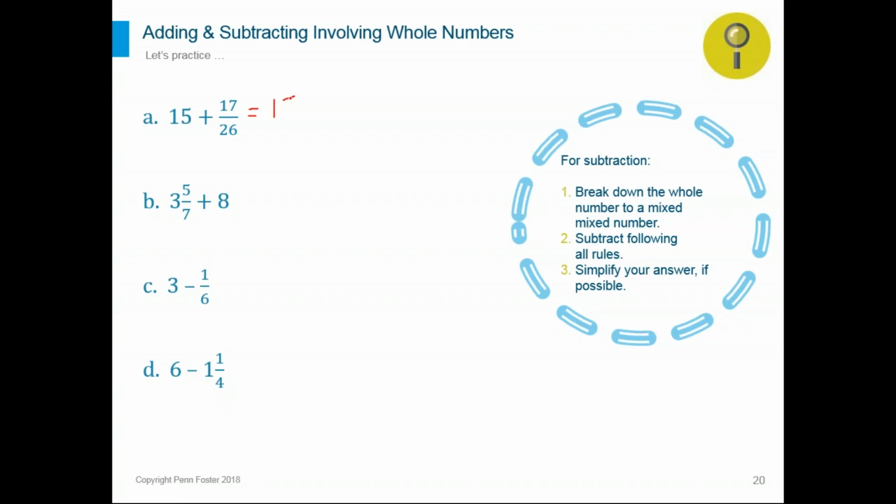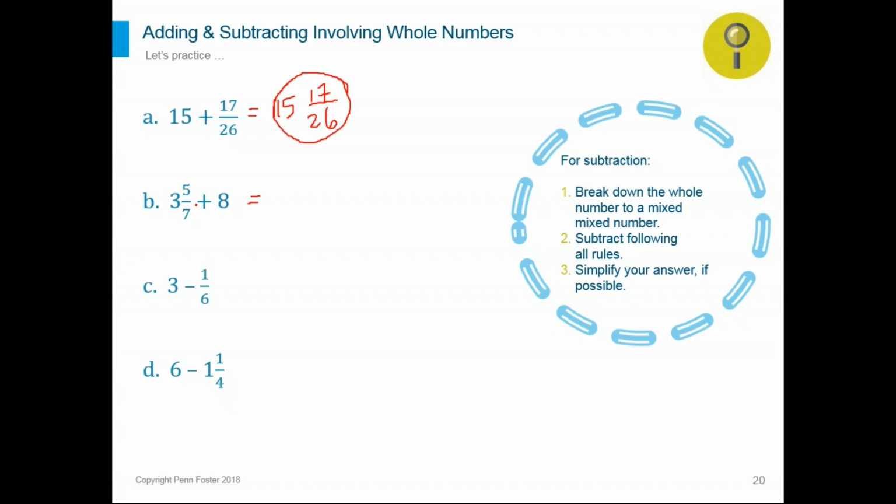15 plus nothing is 15. 17 over 26 plus nothing. There's no fraction part here, so it's just 17 over 26. Nothing to simplify. This is your sum. That's it. Number B, it's addition.